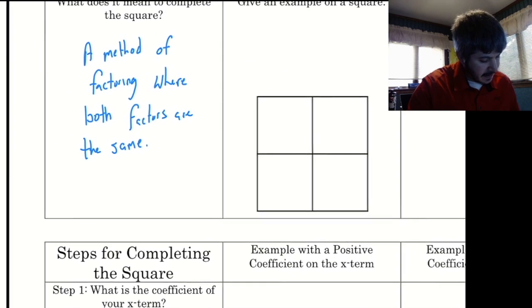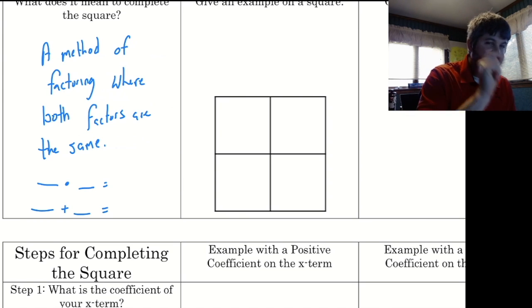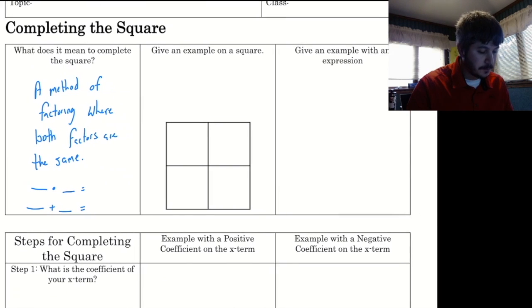And what I mean by that is when you're doing your two numbers that multiply into something and then two numbers that add into something, you want the same number in those blanks, like 5 and 5. Not 5 and negative 5, but positive 5, positive 5. Or 4 and 4, negative 2 and negative 2. The goal is you want the same two numbers in those blanks. And that's what completing the square is going to allow us to do.